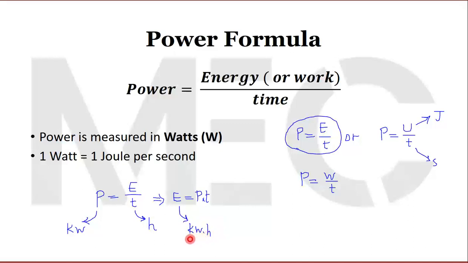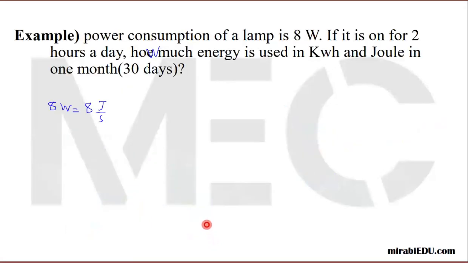So kilowatt hour is another unit for energy, which is usually used for measuring electrical energy consumption, because it's large enough. Joule is a small unit, but kilowatt hour is much greater. So in this example, it says how much energy is used in kilowatt hour and joule in 1 month or 30 days.